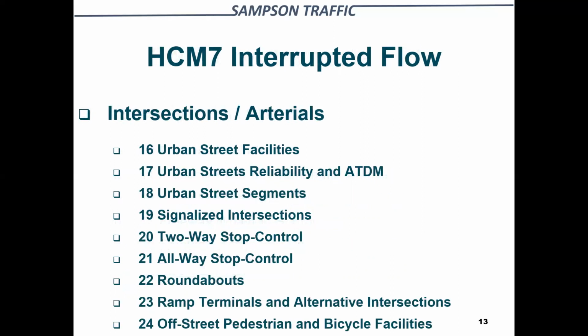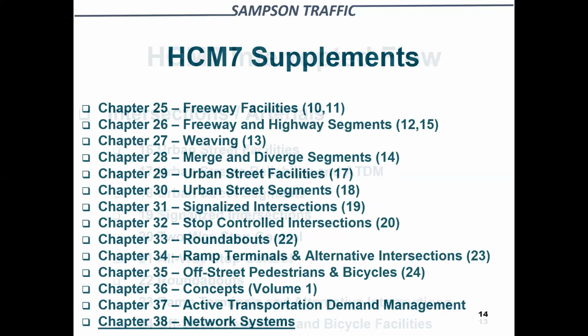And in the interrupted flow, you don't see any underlines here, but actually 2-way stop control has that change for the different crossing treatments, and others have the CAV interaction in them. Most of them do. I'm not sure about ramp. I don't think ramp terminals and alternative intersections do yet. And then in the supplements, it's probably not appropriate to call chapter 38 a supplement. That's where it got put, and that's the network systems for interchanges, freeways and arterials interaction.